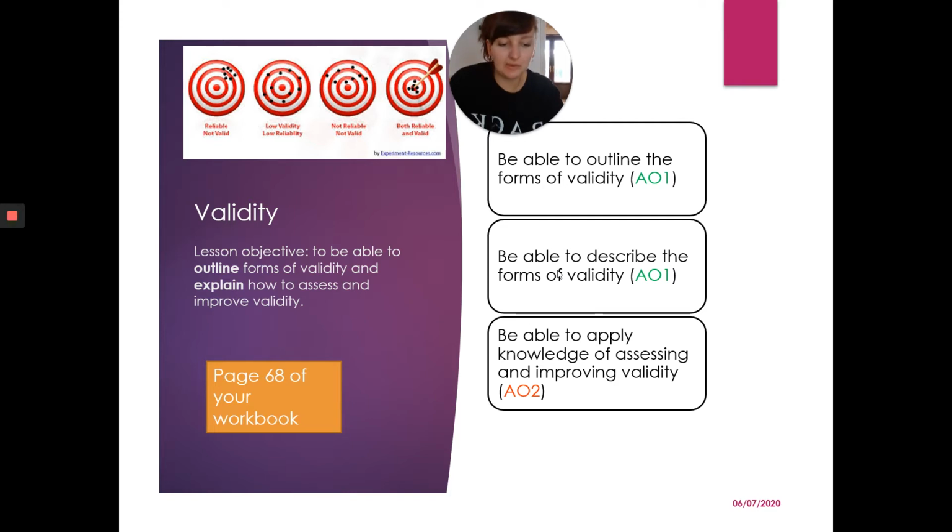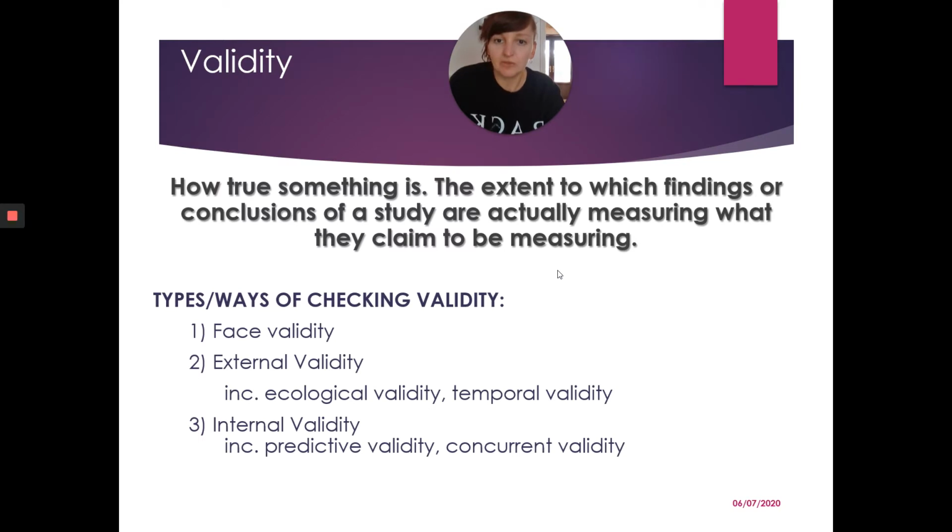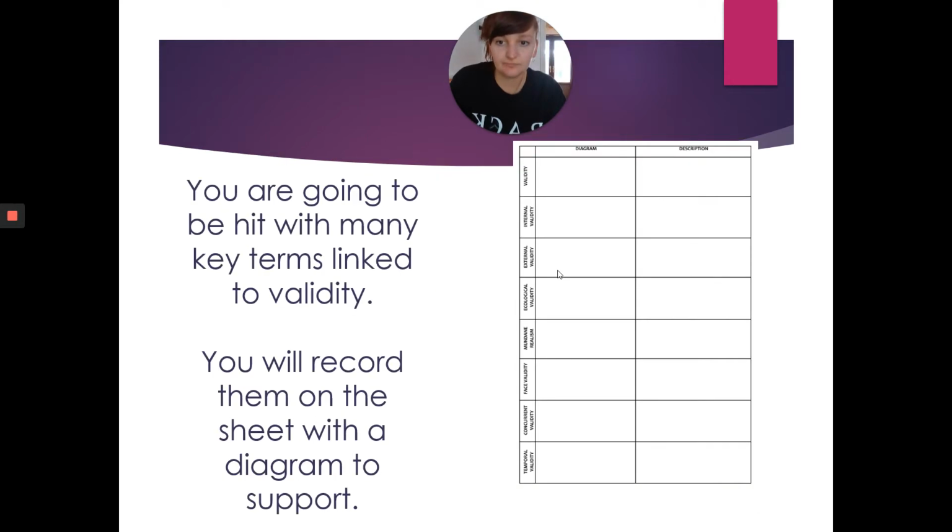So reliability is all about consistency. Validity is about accuracy. So how accurate is a data set? How accurate is a measure that you're using and the results? So it comes down to truth, how true something is. So are they measuring what they should be measuring? We've got different types and different ways of checking validity. So we've got face validity, and then we split into external and internal validity.